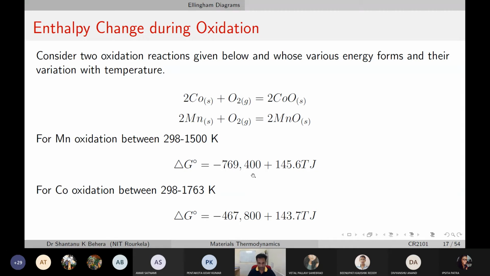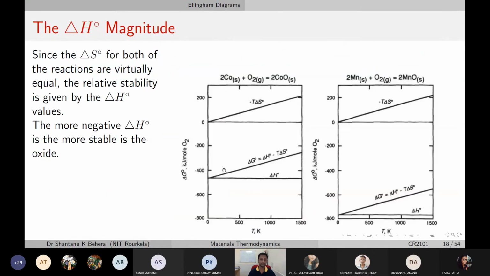But of course, the difference is this. This is the intercept, and this is the intercept, and this is del H. The enthalpy changes are much different. That means the intercepts of these lines are going to be much wider apart. Let's see how it looks. This is what it is.